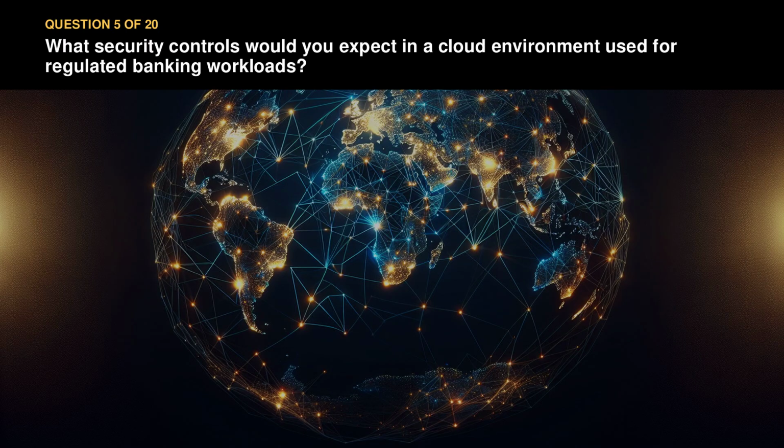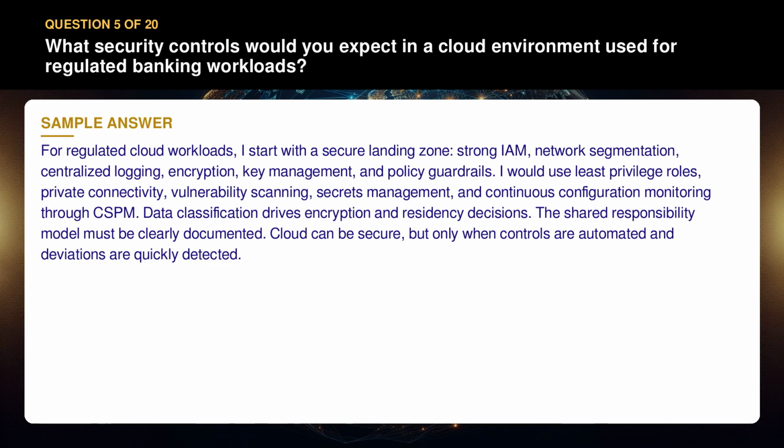Question 5. What security controls would you expect in a cloud environment used for regulated banking workloads? For regulated cloud workloads, I start with a secure landing zone, strong IAM, network segmentation, centralized logging, encryption, key management, and policy guardrails. I would use least privilege roles, private connectivity, vulnerability scanning, secrets management, and continuous configuration monitoring through CSPM.